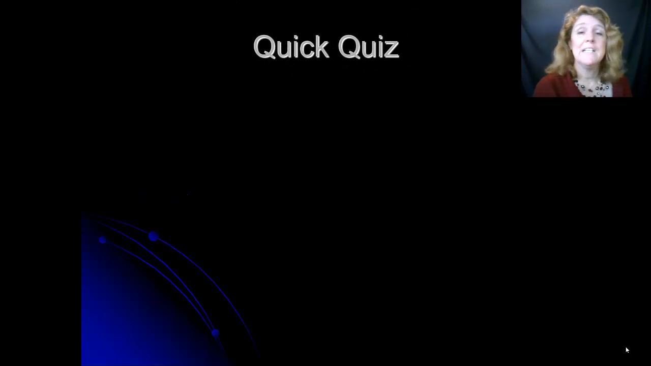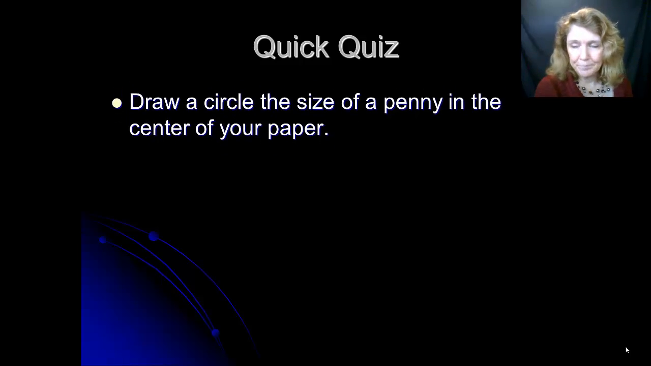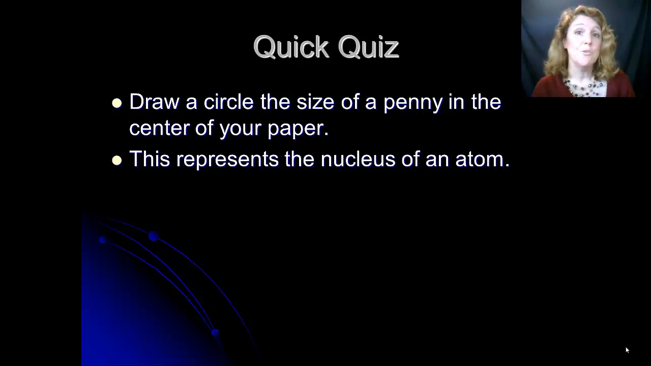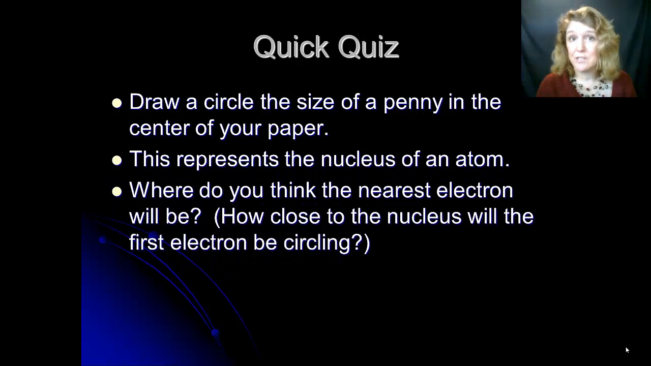So, just to get an idea, I'm going to ask you to do something. Draw a circle the size of a penny somewhere in the middle of your paper. Just humor me. Do it. This is going to represent the nucleus of an atom. If we took an atom and made it big enough that the nucleus was this big, where do you think the nearest electron would be? Draw where you think the nearest electron would be, or point to it, if you made the nucleus that big. How close do you think the first electron would be circling? You have it?